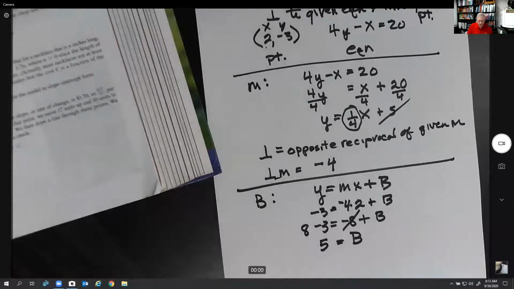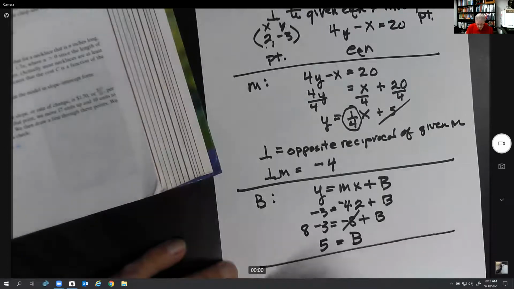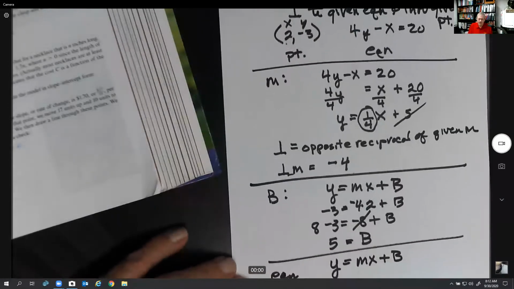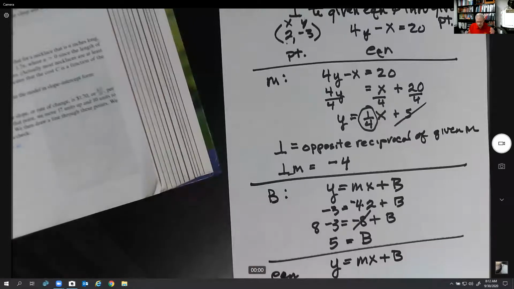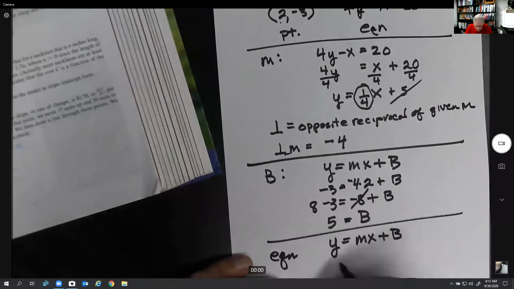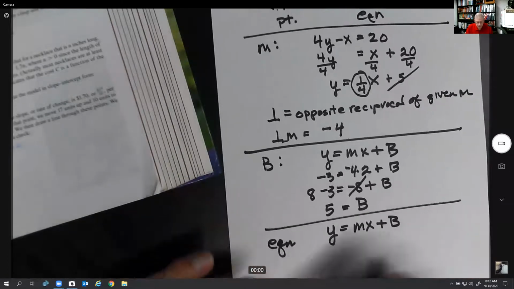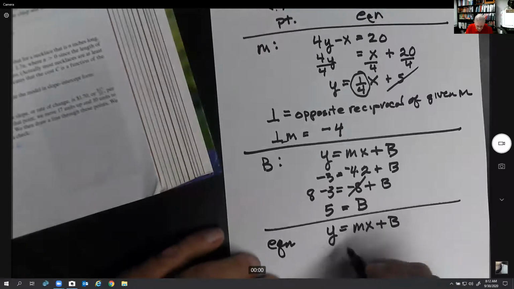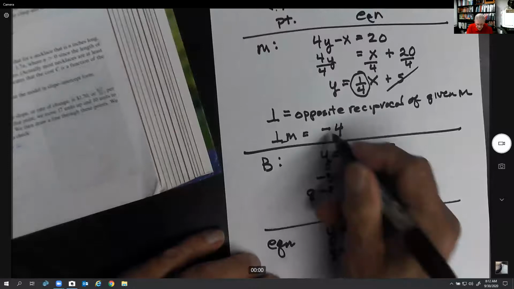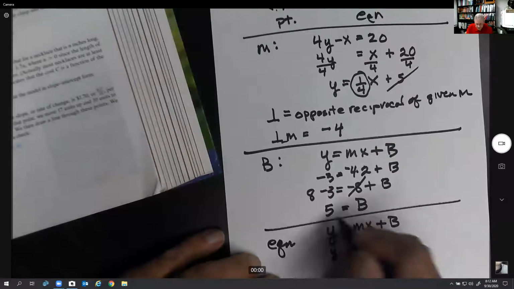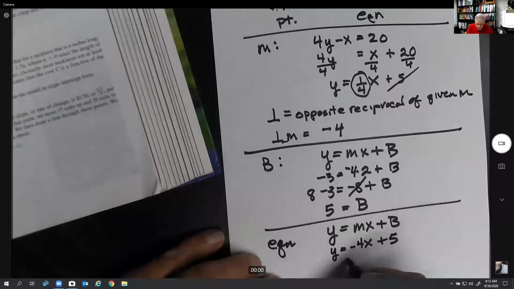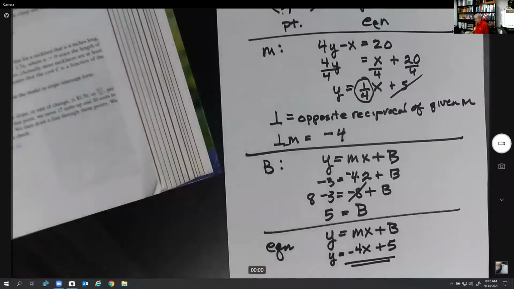So now we've got m, we've got b. Write the equation. That's why I like to use this method, because you don't have to think so hard. You're just doing the same thing. You're always finding m, you're always finding b, you're writing an equation. And it'll work in higher math too. You can use it in calculus, whenever you need it. You've got it handy. y equals -4x plus 5. And there's our equation. That would be perpendicular.